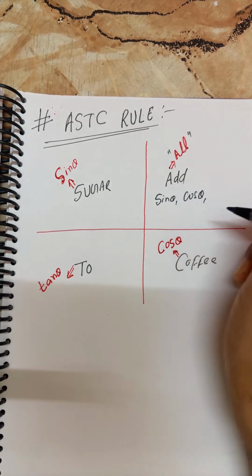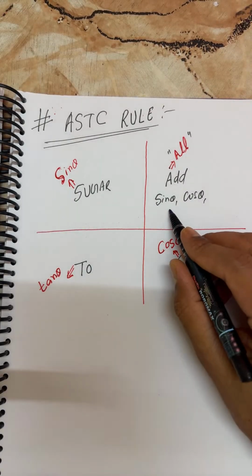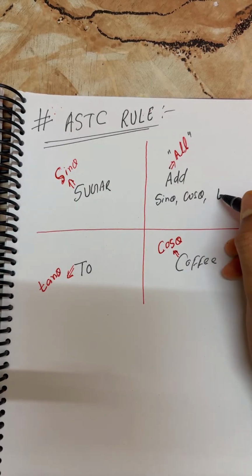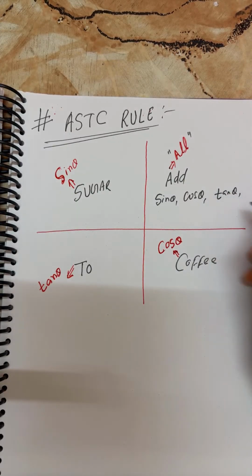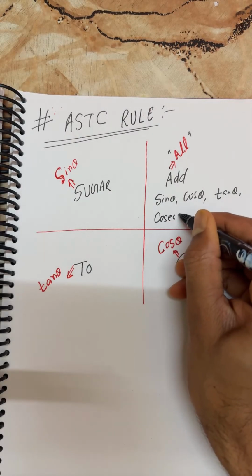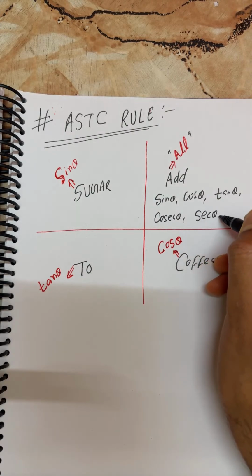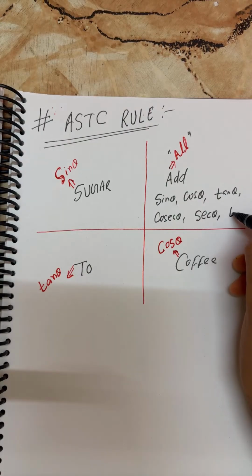Don't write along with me right now. After the class, you can maintain your notes. Now listen carefully during the live session. Sin theta, cos theta. Next, tan theta. Next, cosec theta. After that, secant theta. And last, cot theta.